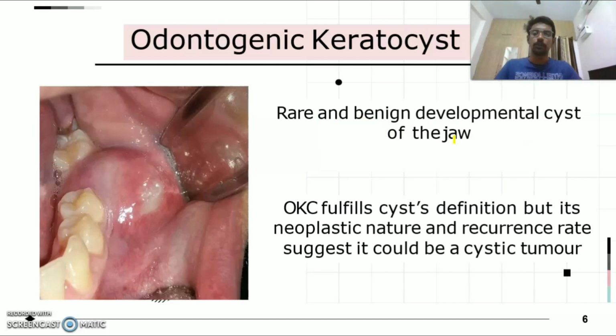Okay, now I am coming to the topic of the day. Today's topic, as I said before, is the odontogenic keratocyst. It is a very rare benign developmental odontogenic cyst of the jaw. The OKC usually fulfills the definition of a cyst, but when it comes to its neoplastic nature, recurrence rate and aggressive nature, it could be a cystic tumor.